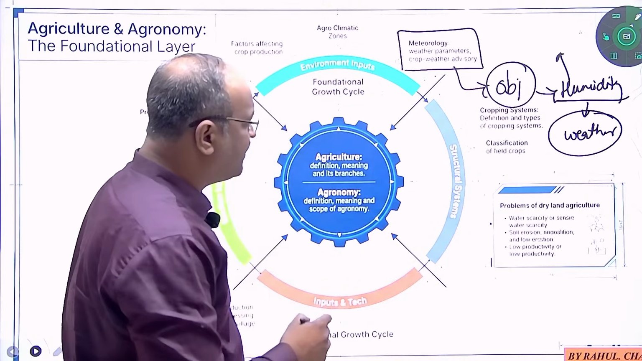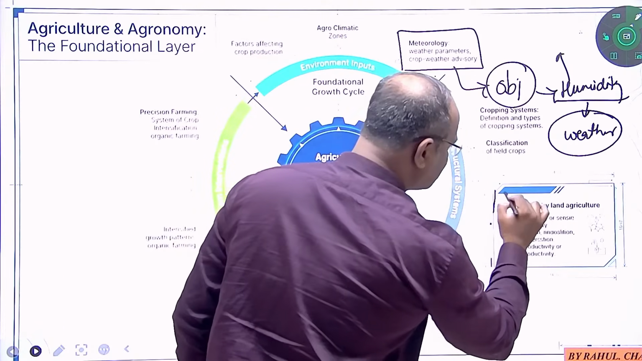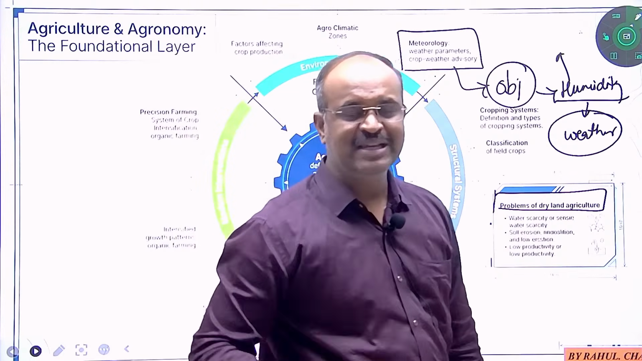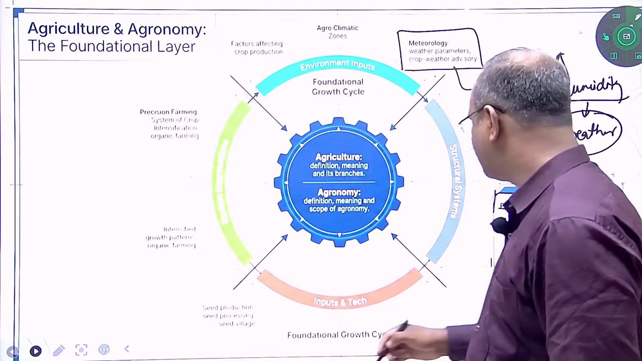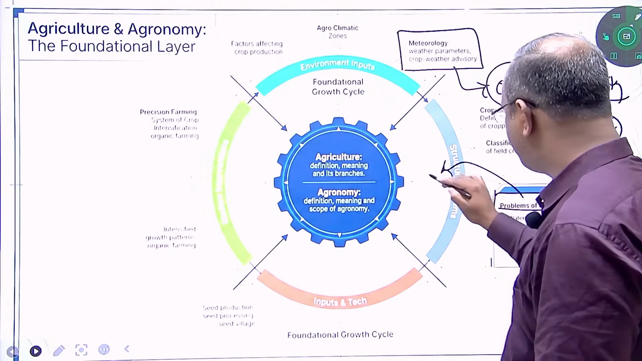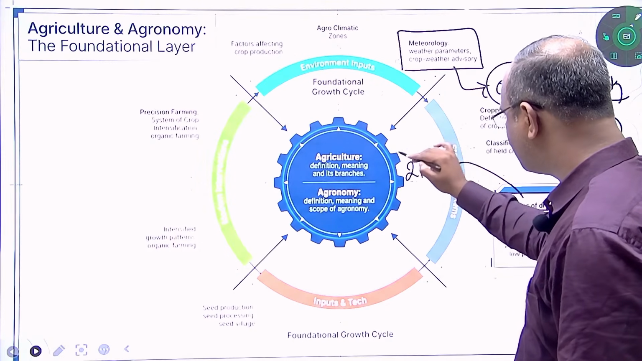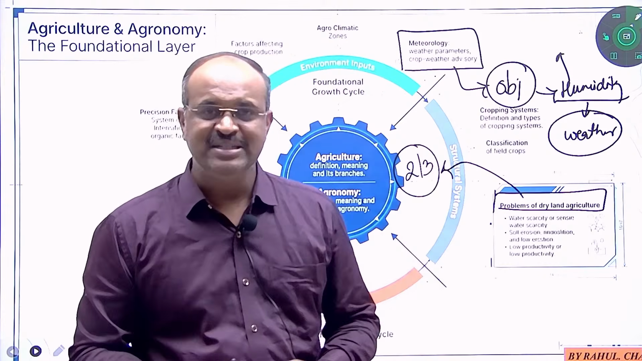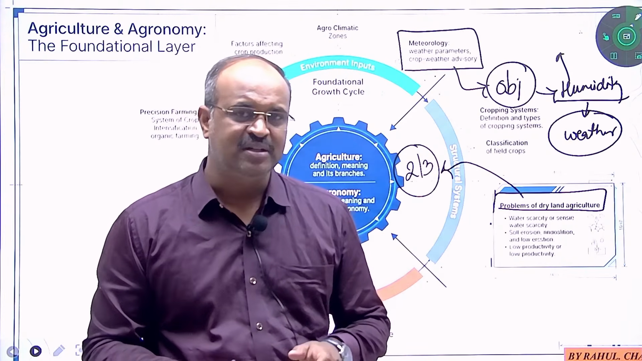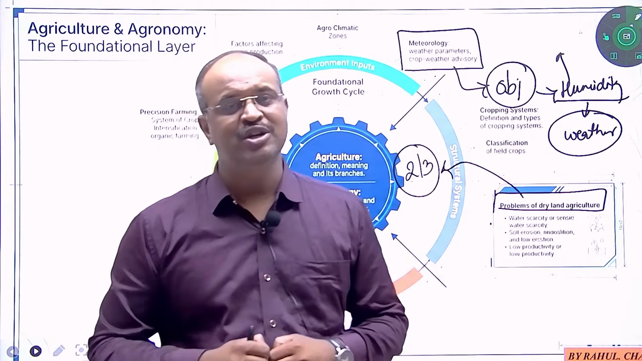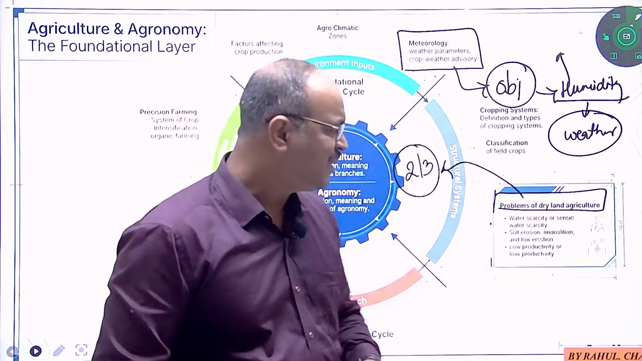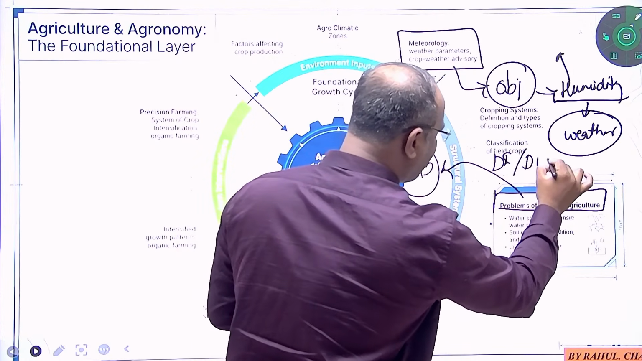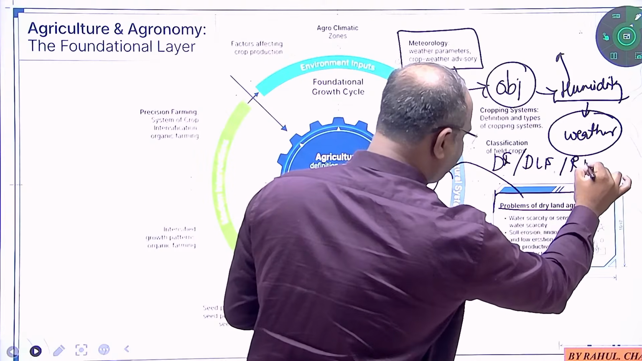Getting? Then it is the problems of dryland agriculture. Now see, yesterday's lecture we were discussing why dryland agriculture is important, because 2/3 of India's area comes under dryland agriculture. So you need to understand not only dryland agriculture, but also its classification. What is dry farming? So we can write here dry farming, dryland farming, and rain-fed farming.